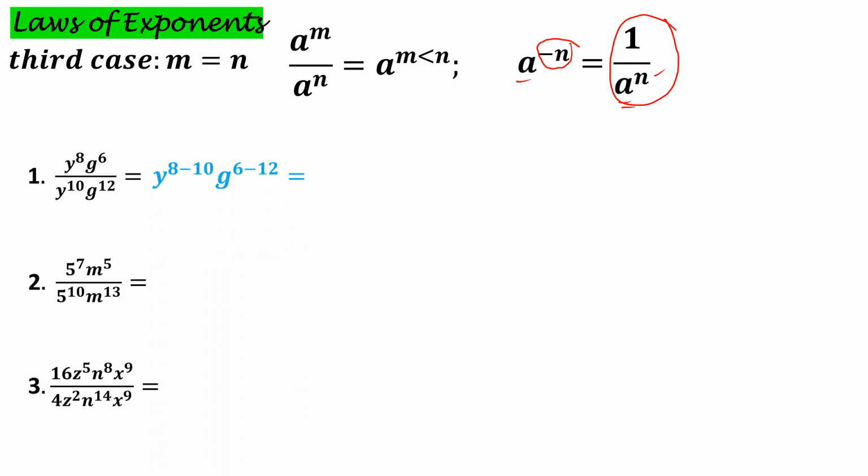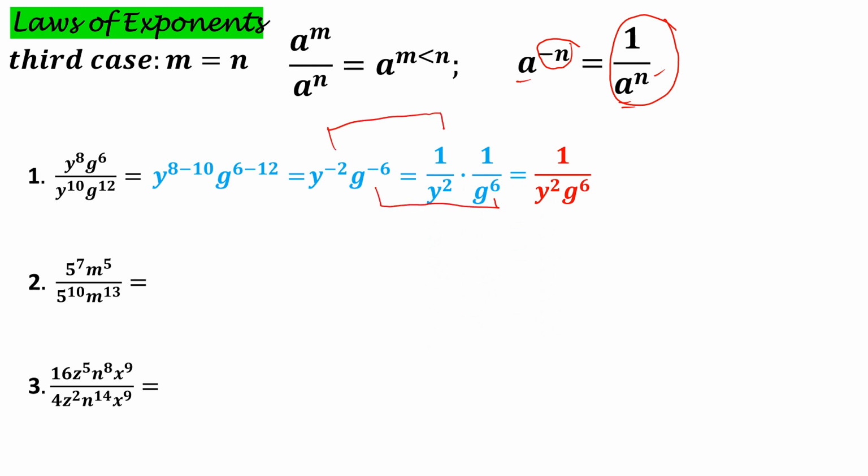So we still subtract the exponents as what we did in the first and the second case. So 8 minus 10 and 6 minus 12 will give you y to the negative 2 and g to the negative 6. Remember that this one corresponds to this fraction, and then the g to the negative 6 will correspond to this fraction. Overall, applying the law of multiplication of fractions, it's 1 over y squared g to the 6. What about number 2?